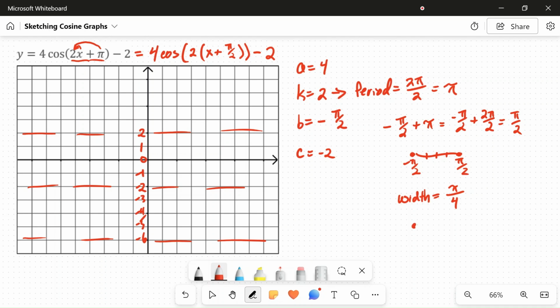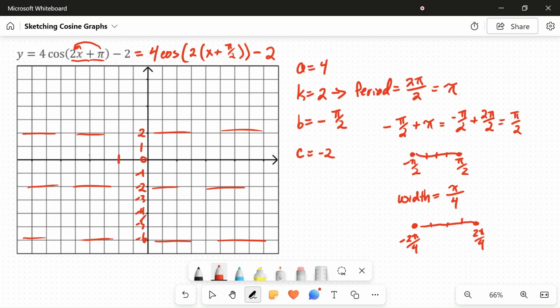If I wrote all of these with the common denominator, then that means we're actually starting at a negative 2 pi over 4, and we're ending at a positive 2 pi over 4, right? Because 2 pi over 4 is the same thing as pi over 2. So hopefully that kind of helps see where we're going to be going.